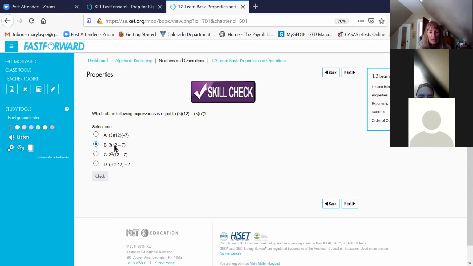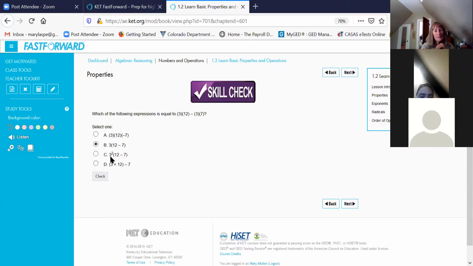But let's finish checking this one. I can just subtract this because it is just 2 numbers. 12 minus 7 is 5. 3 times 5 is 15. That is the same number that I got when I did this one.